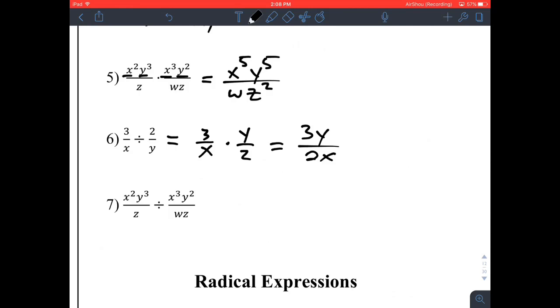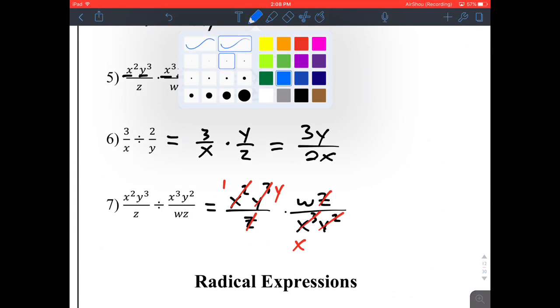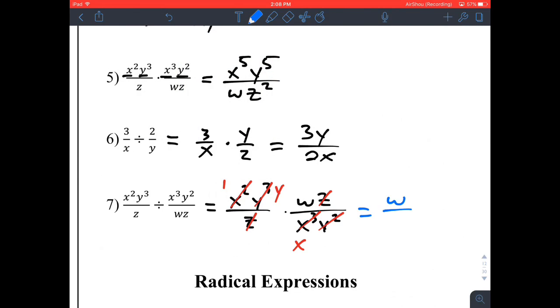Number 7, I'm going to leave the first fraction the same. Instead of dividing by the second fraction, we are going to multiply by it. Now, if we can cancel some things, let's cancel some things. Z divided by z is 1. X squared, you can divide by x squared. It goes 1 time. It goes into x cubed, x times. And you can divide y cubed by y squared. It goes y times. Y squared into y squared, it goes 1 time. So we are left with y over x.